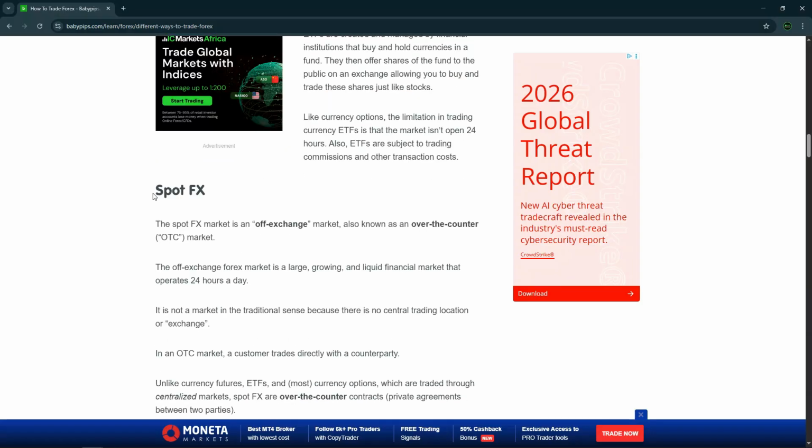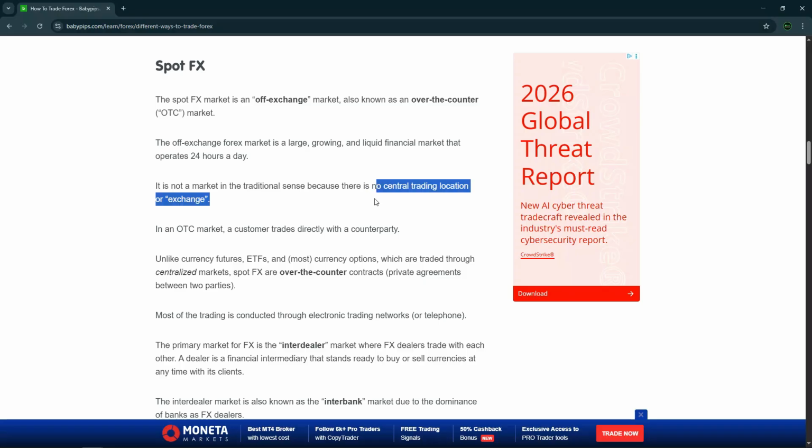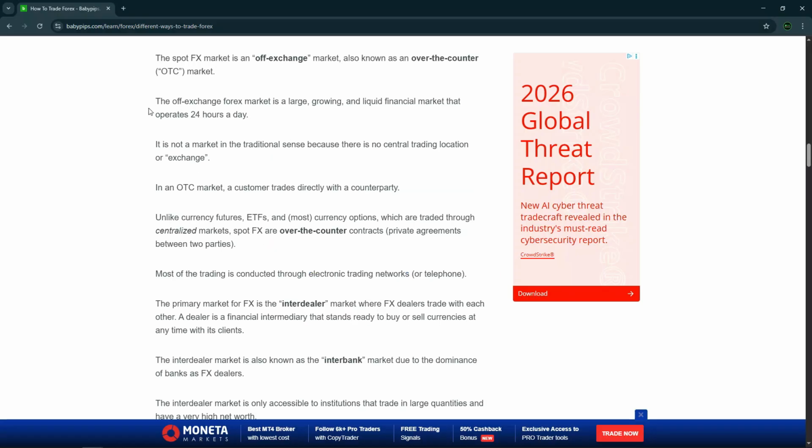Now let's talk about spot forex, also known as spot FX. This is the main and most important part of the forex market. The spot forex market is an over-the-counter market, which simply means there is no central exchange. Instead, trading happens electronically between banks, institutions, and other participants around the world. That's why the forex market runs 24 hours a day.